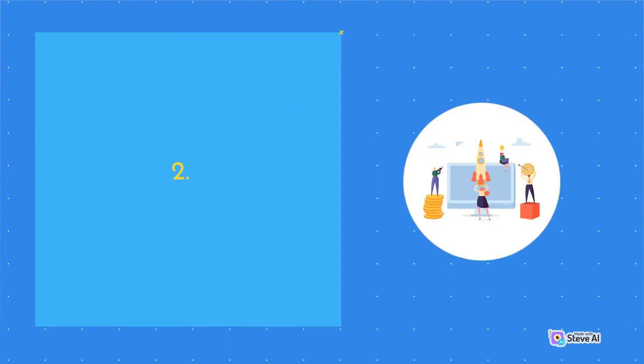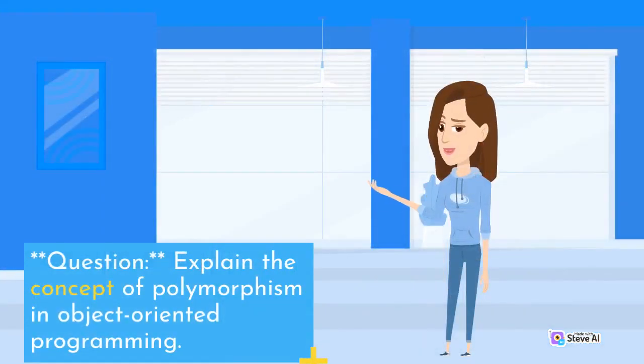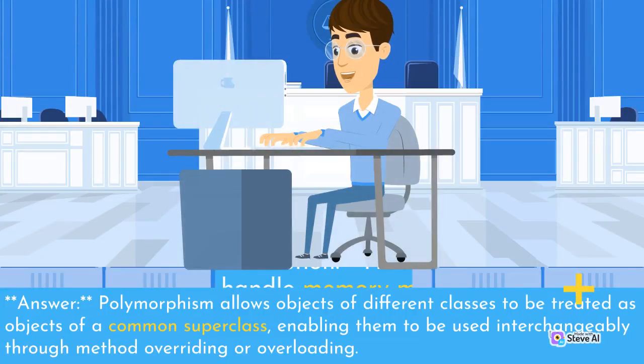2. Question: Explain the concept of polymorphism in object-oriented programming. Answer: Polymorphism allows objects of different classes to be treated as objects of a common superclass, enabling them to be used interchangeably through method overriding or overloading.